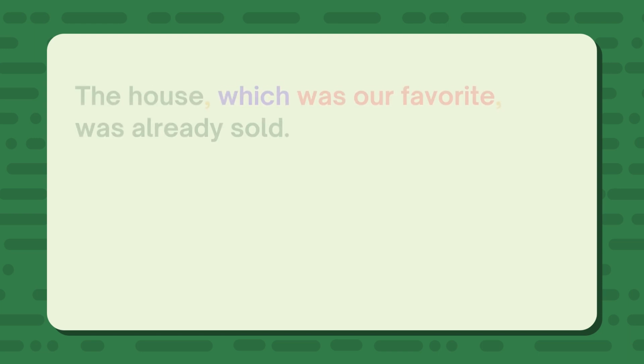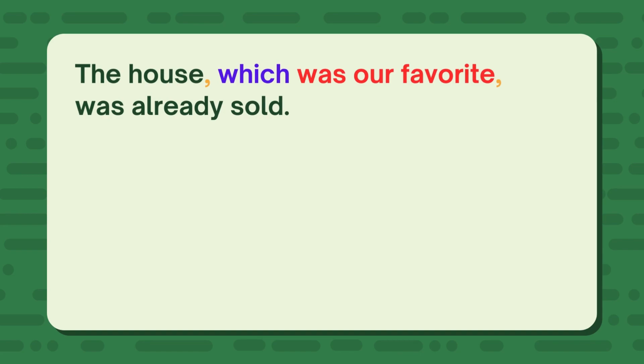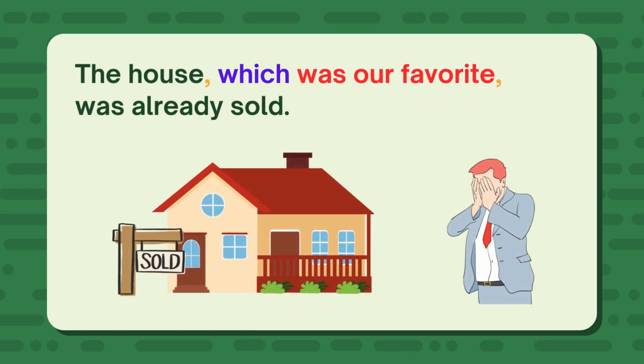Now let's look at some more examples. The house, which was our favorite, was already sold. You see that the non-restrictive relative clause is in the middle of the sentence. Which was our favorite. The sentence, or the main clause, would still make sense without this non-restrictive relative clause. It would read, the house was already sold. Which was our favorite is just adding extra information. The house, which was our favorite, was already sold.